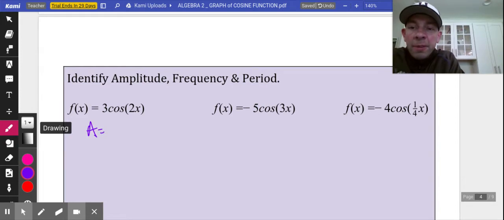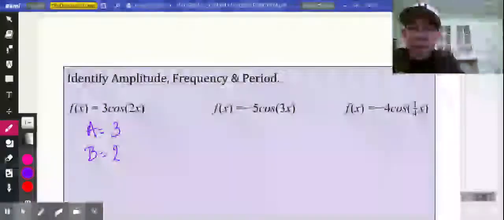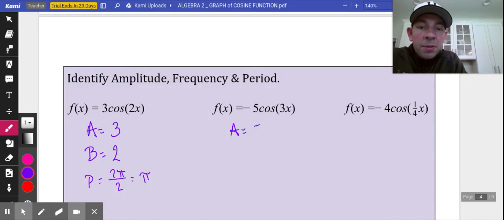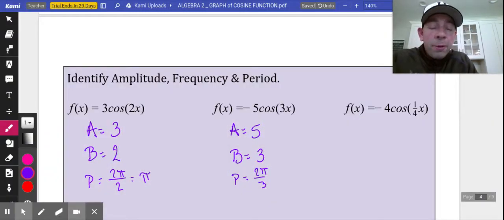Amplitude is going to be the absolute value of 3. Your frequency is going to be the coefficient of x. And the period is going to be 2 pi divided by your frequency. In this case, it reduces to pi. Amplitude is going to be the absolute value of -5, which makes 5. Frequency is going to be a very tough 3, which makes the period 2 pi divided by that 3. That's a tough one to graph.